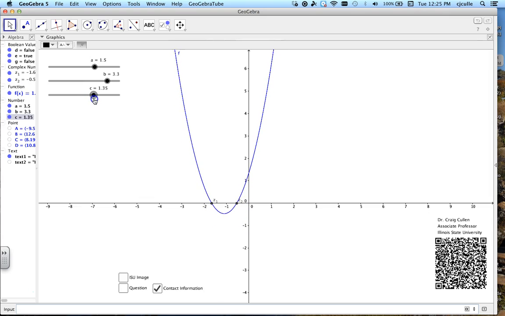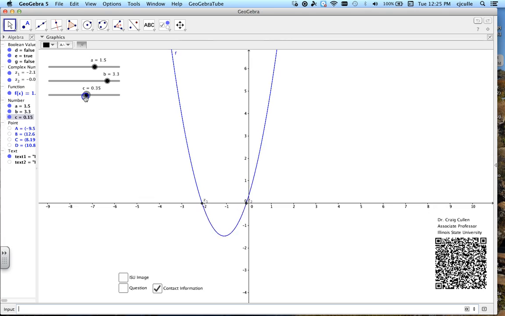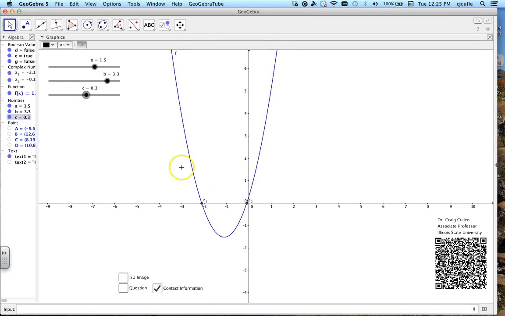It gets more interesting as the vertex gets above the x-axis, and so you can see the behavior of the complex roots. It's also worth mentioning that GeoGebra treats this as the x-axis and this as the y-axis, while at the same time treating this as the real axis and the imaginary axis.